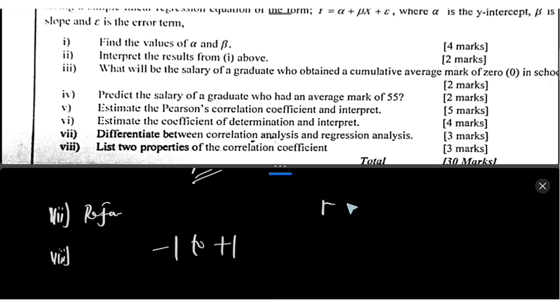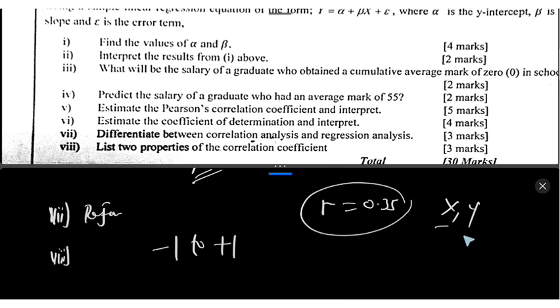As you can see here, where we estimated that R is equal to 0.35, you can clearly see that we're talking about just two variables, X and Y, where X represents the average mark of a graduate student, and Y being the salary that he obtains for getting a job. So you can clearly see that it always estimates a figure that's between two variables only. So that is one property of a correlation coefficient. If two variables, say X and Y, are independent, the coefficient of correlation between them will be 0. So that's another property of a correlation coefficient.